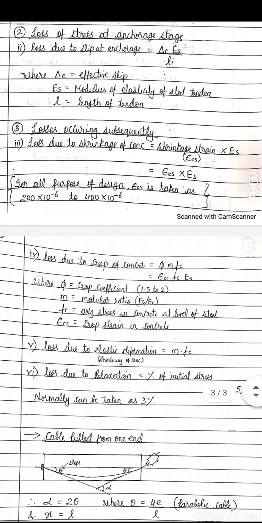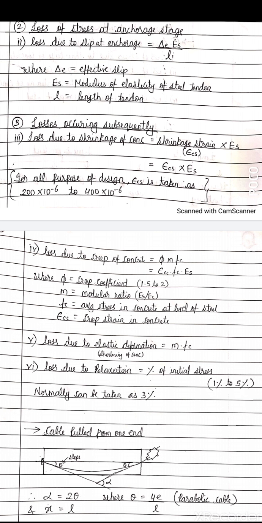Now going to the next loss, it is loss due to elastic deformation, also called loss due to elastic shortening of concrete. What happens whenever you stretch the tendons and then release them? The tendons try to regain their original length, and while doing so, they compress or shorten the concrete. We have discussed it in the first lecture. This shortening of concrete is your loss due to elastic deformation, and it is given by m into fc, where m is your modular ratio and fc is your stress in concrete at the level of steel, which is given by P by A plus Pe square upon I.